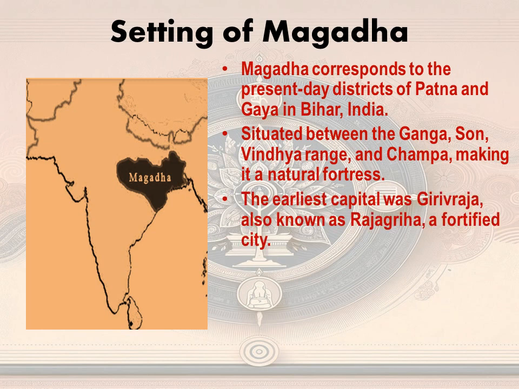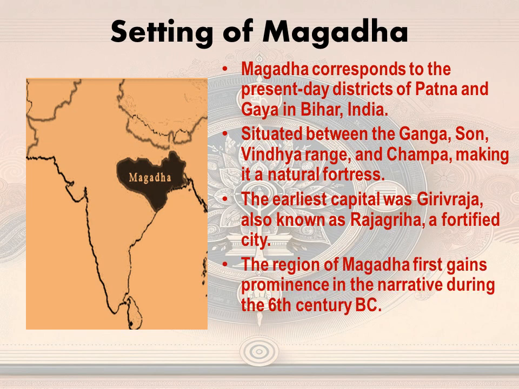The earliest capital was Girivraja, also known as Rajagriha, a fortified city. So this city had a mountain range covering it on all sides. So there was a natural defense around the capital city of Rajagriha. The region of Magadha first gains prominence in the narrative during the 6th century BC.